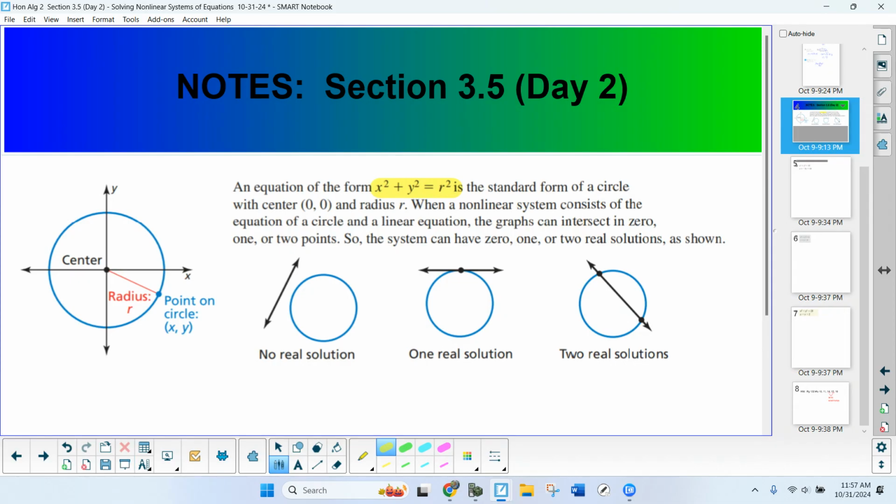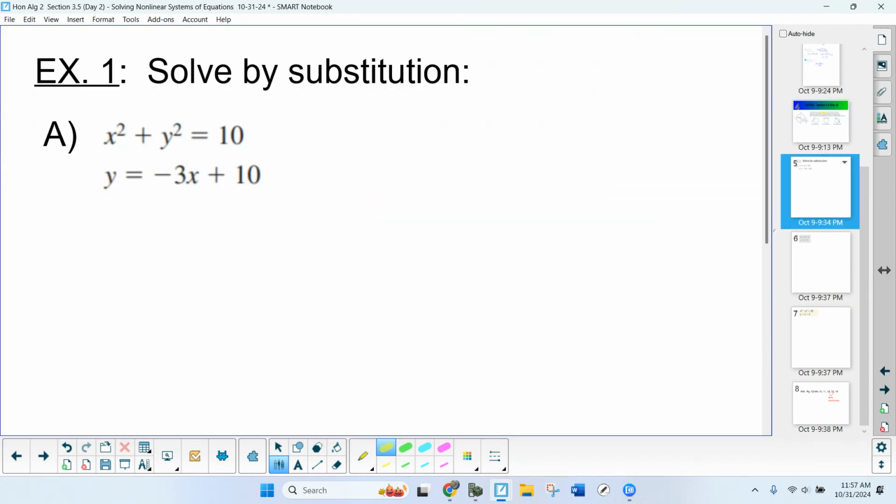We are going to use the method of substitution on this one. For example 1, it says solve by method of substitution. This is the exact same thing as when we did substitution with linears. Step 1, solve one of the equations for one of the variables. Is that already done for us? Which one's already done? The bottom one. y equals negative 3x plus 10.